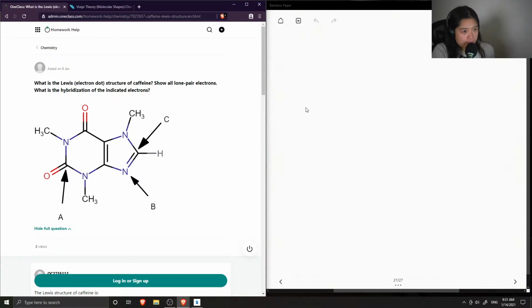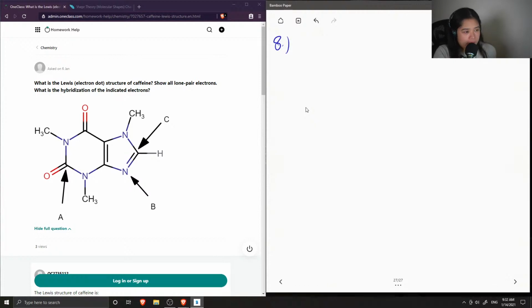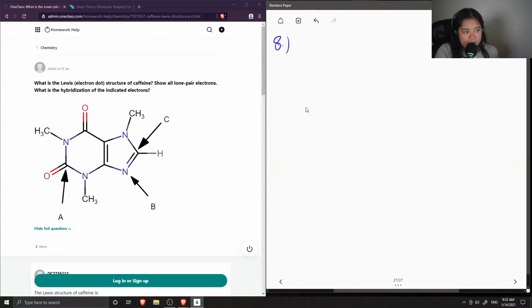Okay, so question number 8. What is the Lewis dot structure of caffeine? Show all the electron pair electrons. What is the hybridization of the indicated electrons? Okay, so they already drew out the main structure of caffeine, and basically we just need to add all of the lone pairs if applicable. Let me just draw out the molecule.